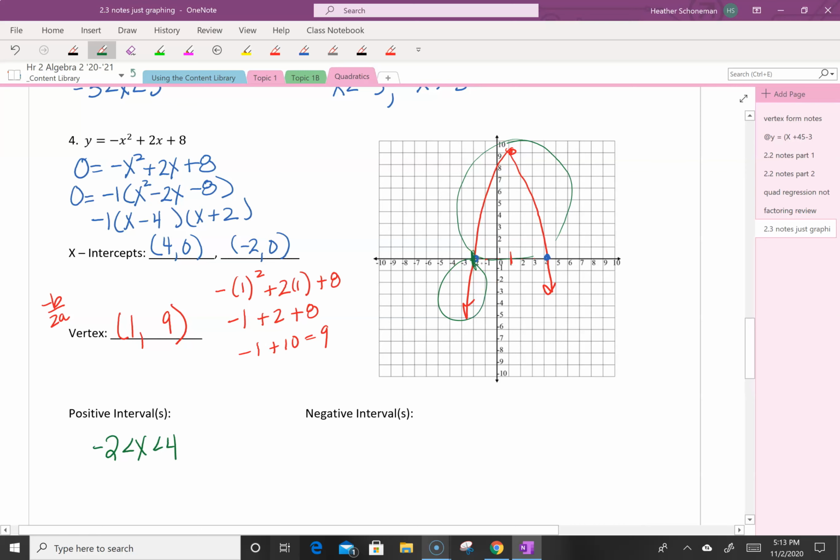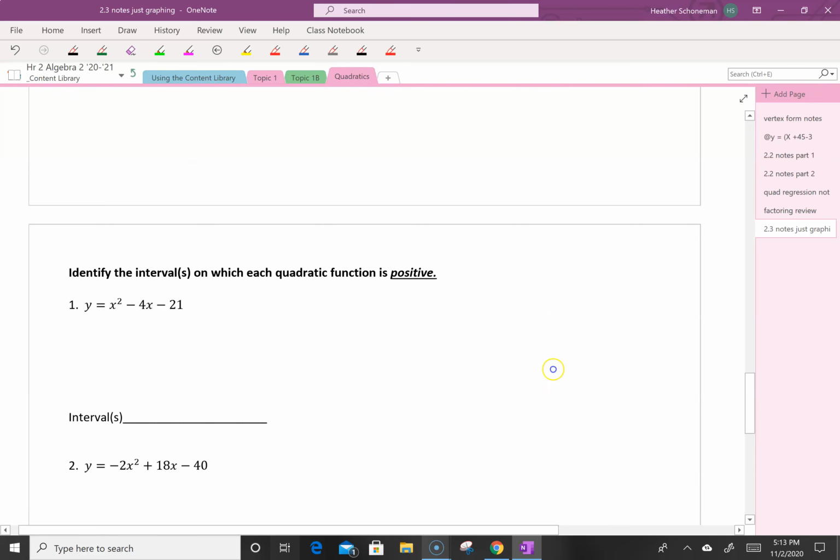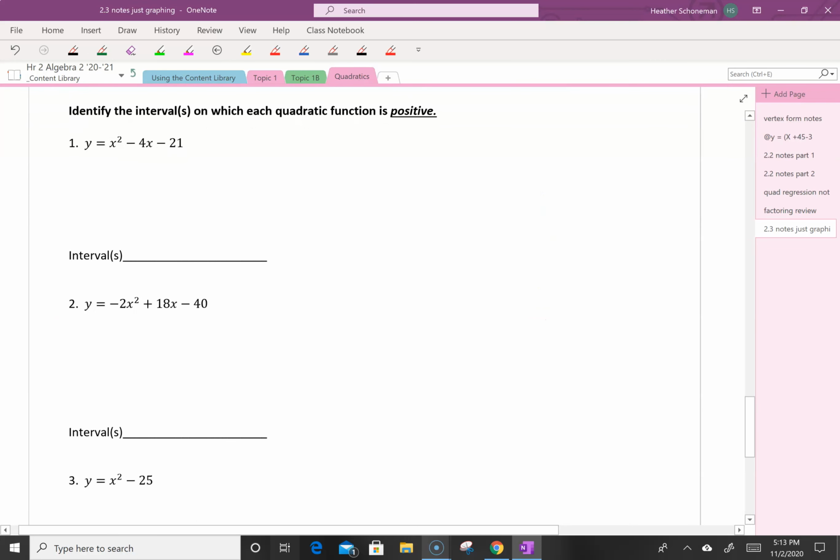This is a negative interval, and it starts at negative 2, and it's everything to the left, so its x is less than negative 2. This is negative, it starts at x equals 4, and it's everything greater than 4. All right, we're going to do the same thing without doing the full graph, but this time it only wants the positive intervals.